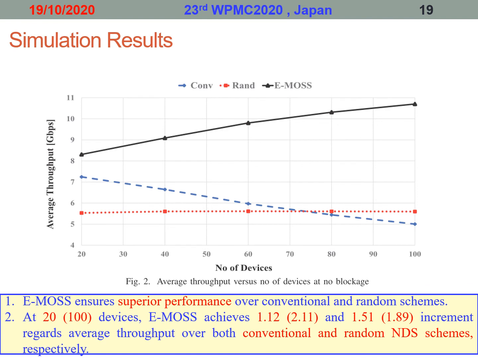Our first results curve is average throughput in gigabit per second against the number of devices. Here, EMOS ensures superior performance over conventional and random selection schemes. For conventional schemes under 75 devices, throughput is lower than random selection because of the large time consumed for the beamform training process of all devices. At 20 and 100 devices, EMOS achieves increments of 1.12 and 2.5 over random and conventional selection for 20 devices, and for 100 the increment will be 1.51 and 1.89 for conventional and random selection schemes respectively.